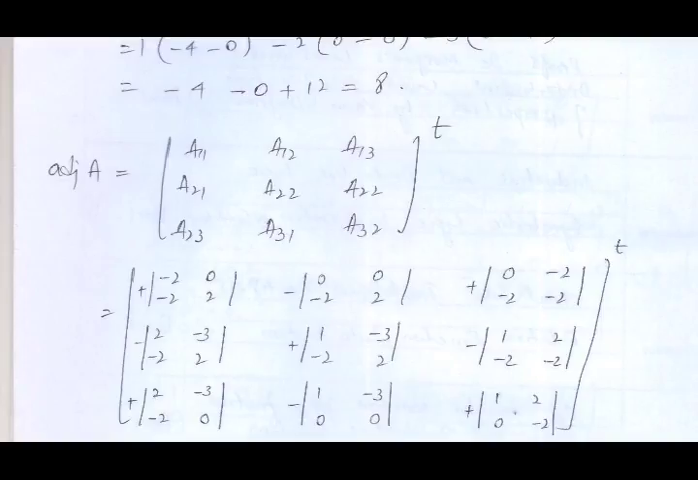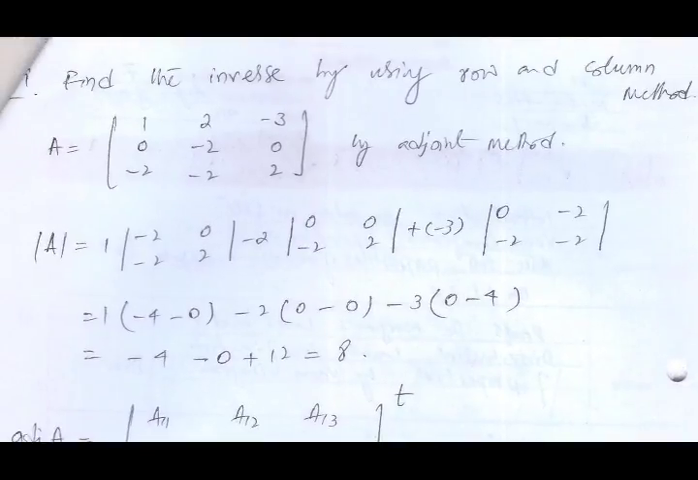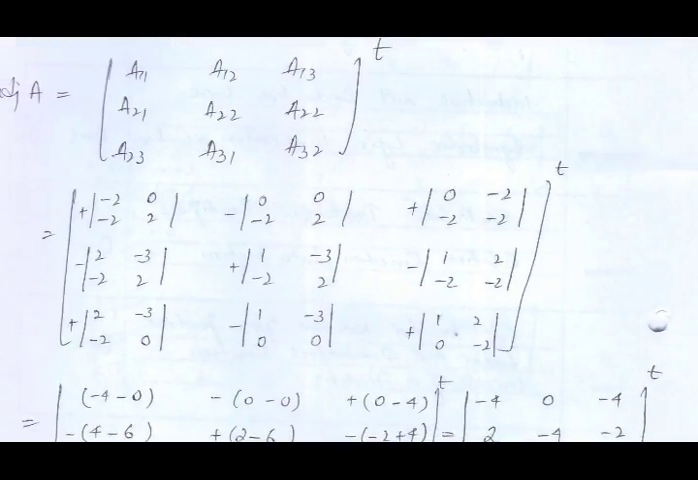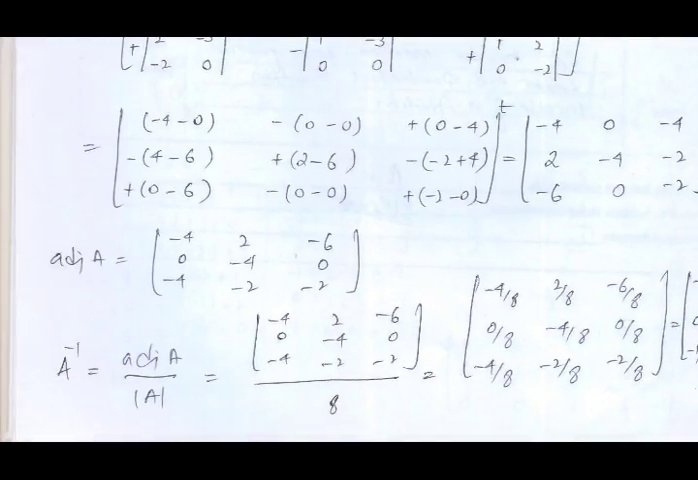A11 means we delete the first row and first column and take the remaining values in the determinant. And A12 means we delete the first row and second column and take the remaining values in the matrix determinant. In the same way we find the other cofactors and place their signs, starting with plus, minus, plus, minus, plus, minus, plus, minus, and then we find their determinants by cross multiplication, and at the end we find their transpose.